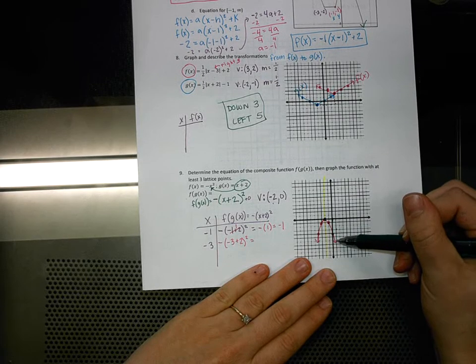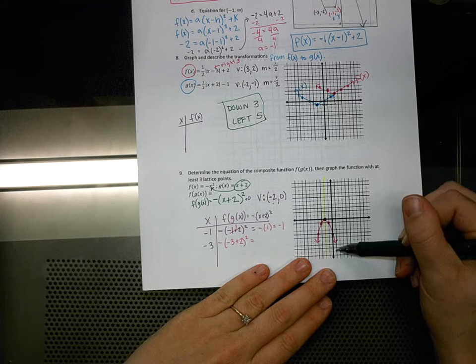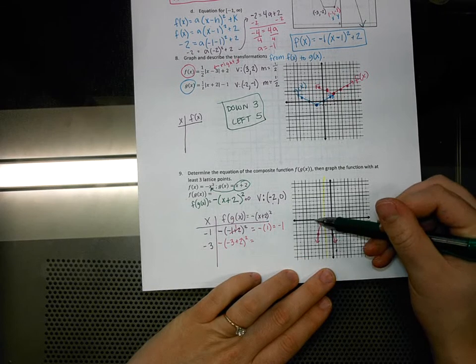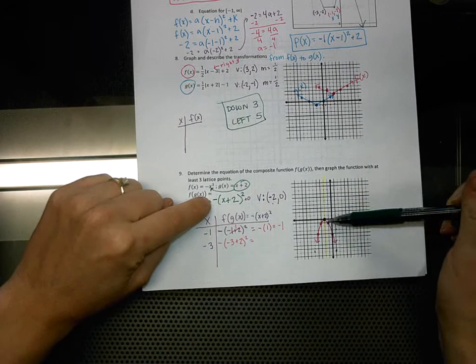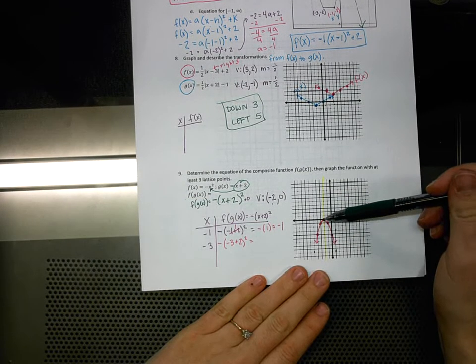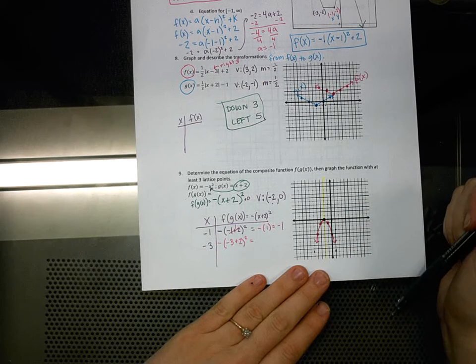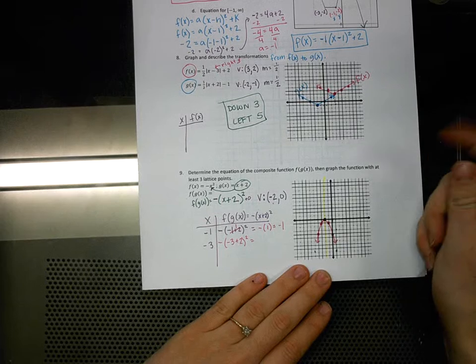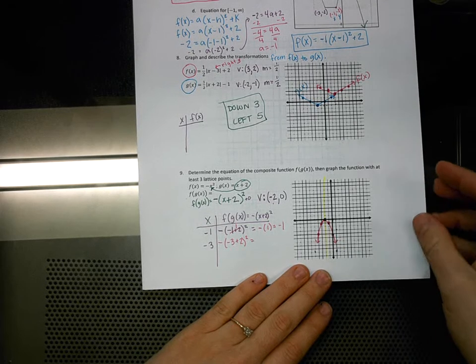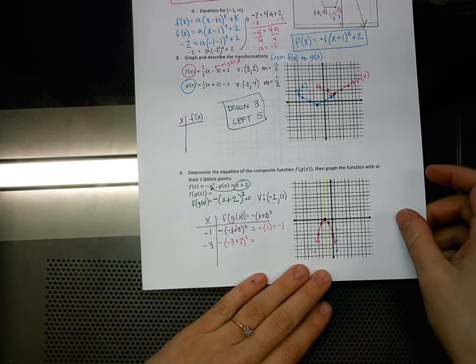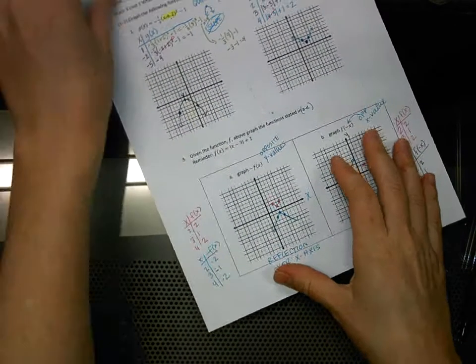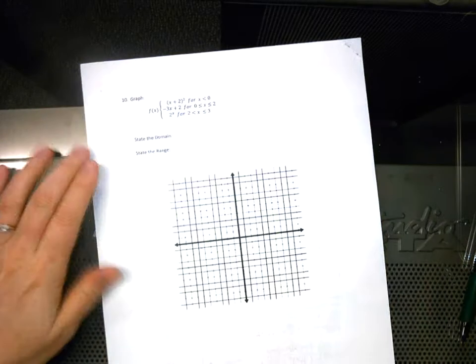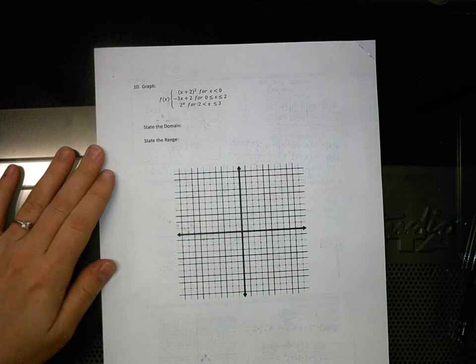So the next point will be here. 3 squared is 9. And the negative just means it's opening down. If it was a positive 1, it would be over 1 up 1, over 2 up 4, over 3 up 9, over 4 up 16, etc. All right. We already graphed using 3 lattice points, so we're going to move on to the back side. This is the last question, a piecewise function that has 3 pieces.